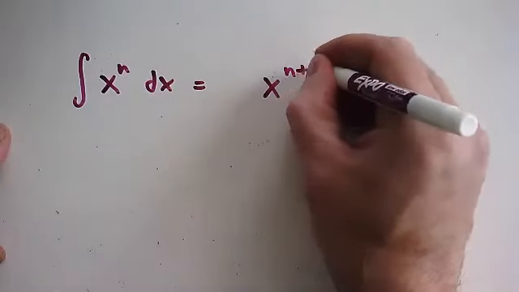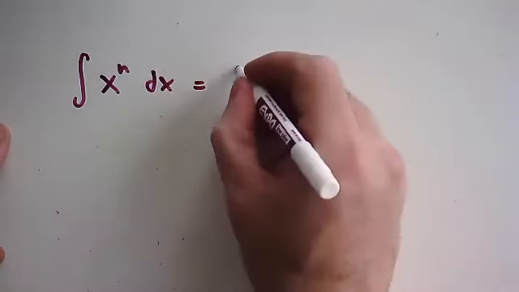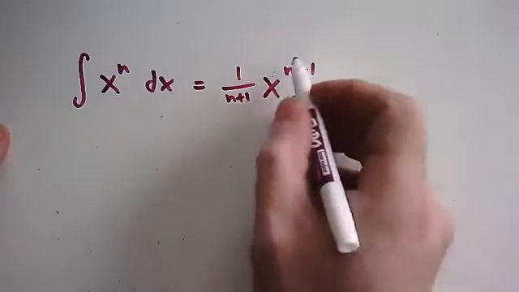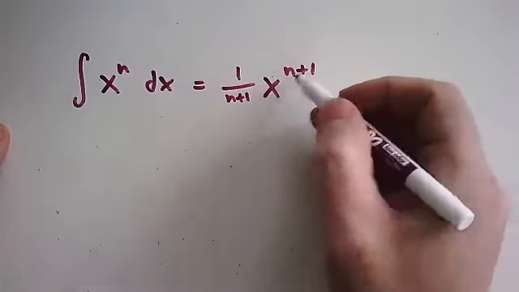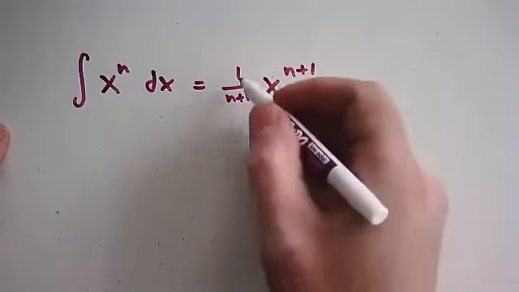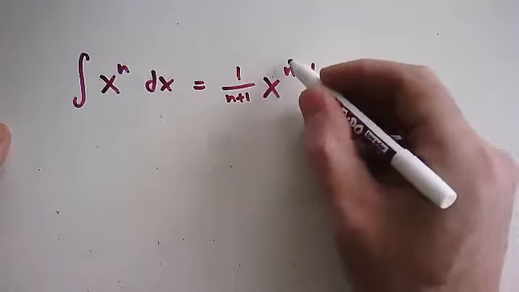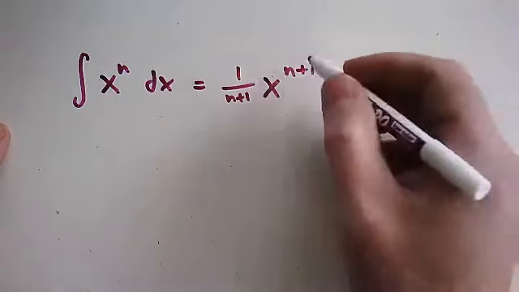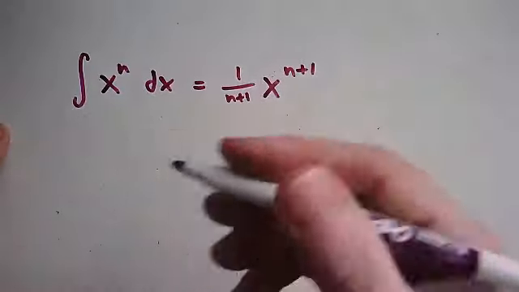So the power is now n plus 1, and we're going to multiply by the reciprocal of that number, or equivalently, divide by that number. If that number is 6, we divide by 6. If that number is 10, divide by 10. If that number is like 3/2, we can think of it as multiplying by the reciprocal. The reciprocal of 3/2 is 2/3.